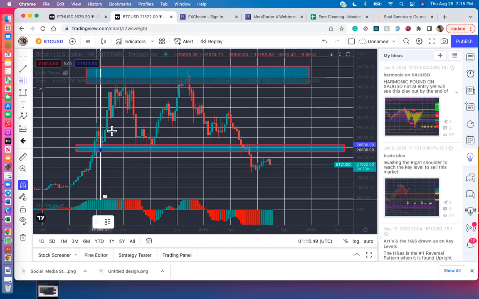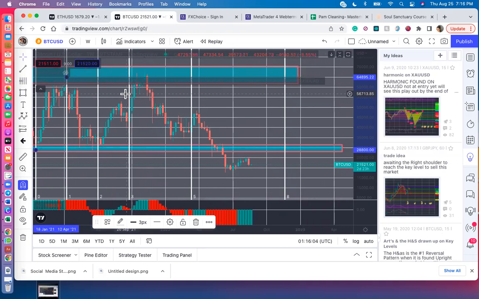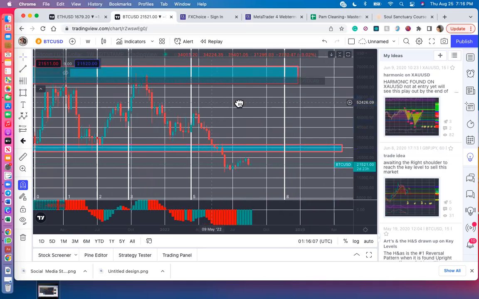Okay, so there's a low. I'm going to come up to this high. There we go. Yep, she went there. Okay, so notice each of these lines line up. I'm going to change the color, white's better.